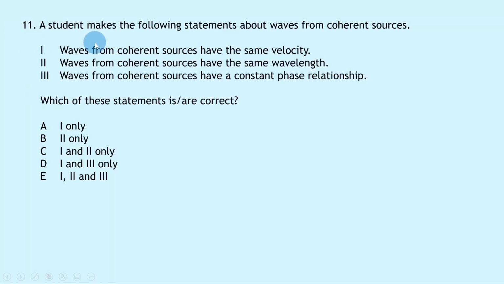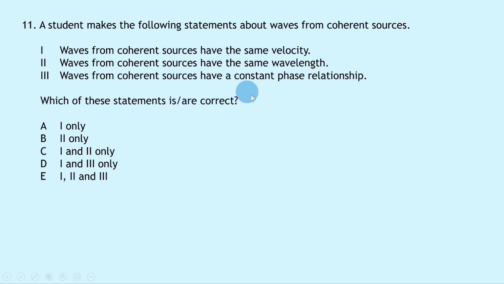Question 11 says a student makes the following statements about waves from coherent sources. Statement 1 is that waves from coherent sources have the same velocity. Statement 2 is that waves from coherent sources have the same wavelength. And lastly, statement 3, waves from coherent sources have a constant phase relationship. Which of these statements is or are correct?